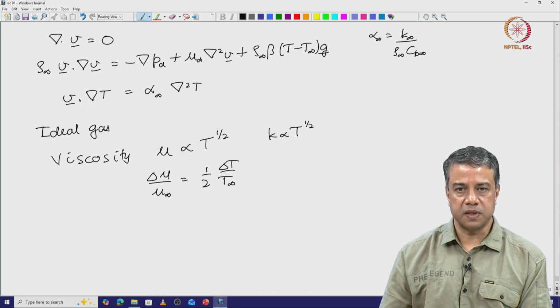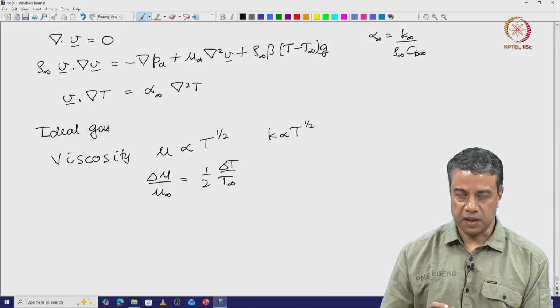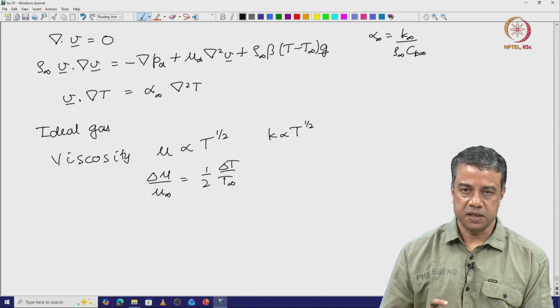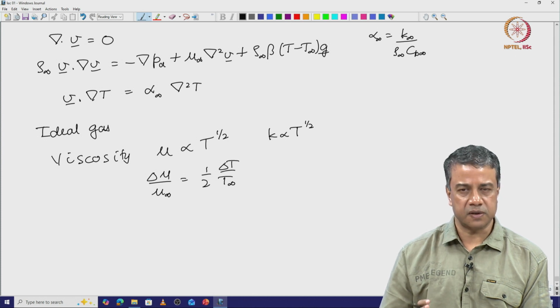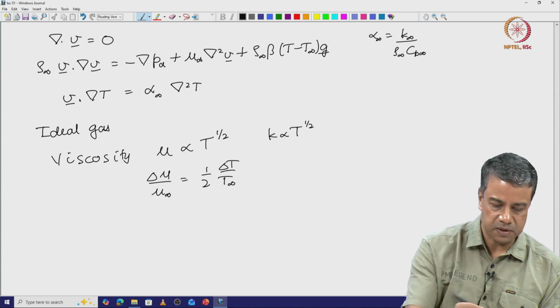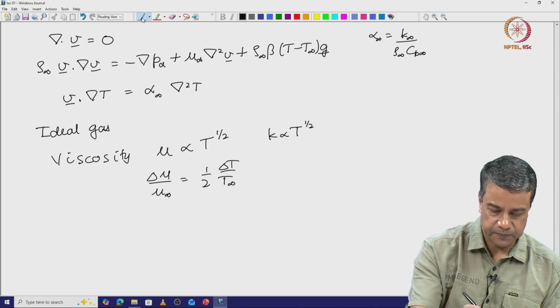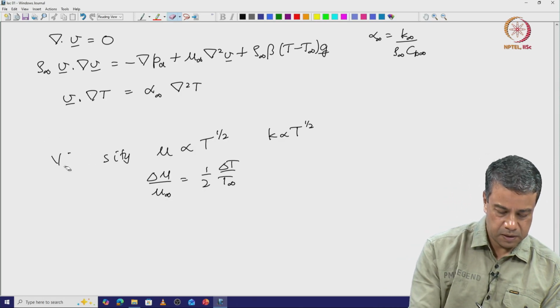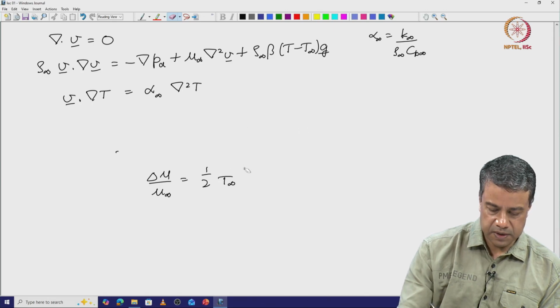Density approximation is a good approximation both for liquids and gases. Viscosity has to be checked. In case of liquids, it may vary a lot. Specific heat and thermal conductivity are approximately a constant. So, the Boussinesq approximation works for those two. Good. So, these are the equations we have to solve.